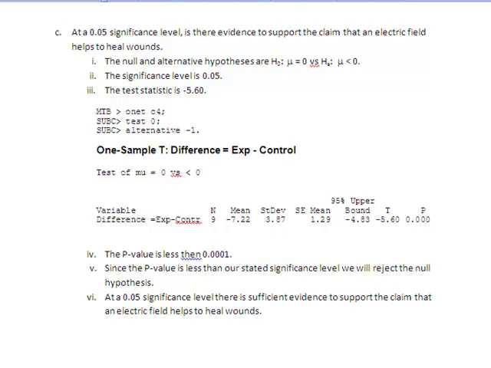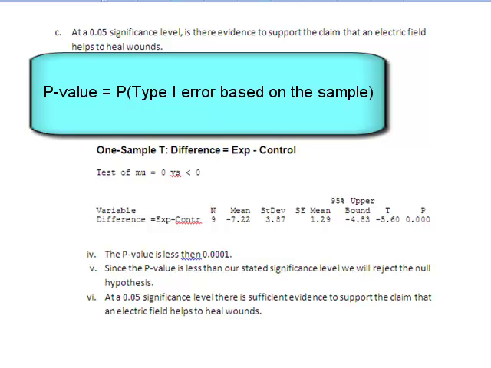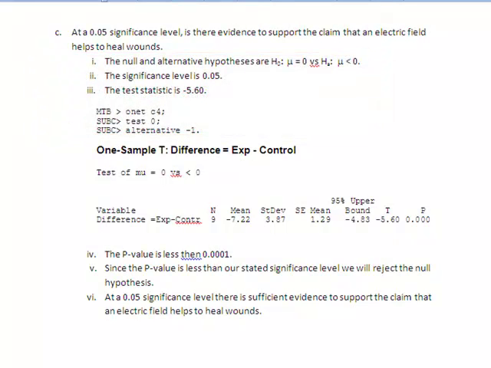So make sure when you're doing this MINITAB that you understand, hey, the p-value is less than alpha. What is that p-value? The p-value is the probability of making a type 1 error based on our sample. And remember, that type 1 error is where we reject the null hypothesis when we shouldn't have. And we don't want to do that. So we want the p-value to be small, and in fact, we want it to be smaller than alpha. So I hope this helps, and we'll be resuming with Chapter 9.